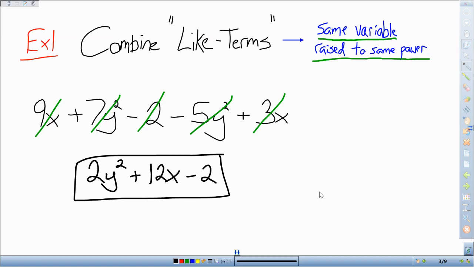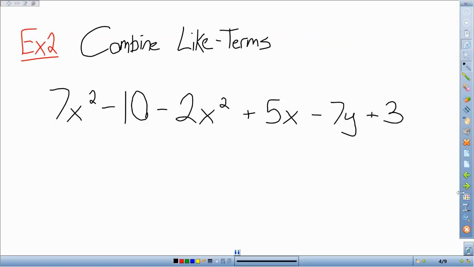Okay, so pretty simple continuation of what we were doing. Let's keep going. Okay, let's try it again. Same directions. You don't need to get these again. If they repeat, you don't need to keep writing the same directions. Okay, so take a minute, go ahead and copy these down, and we'll combine them together.